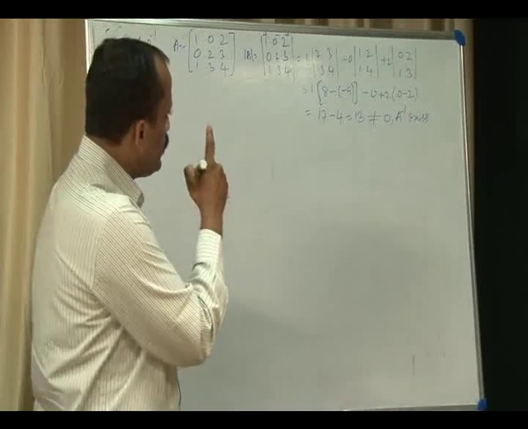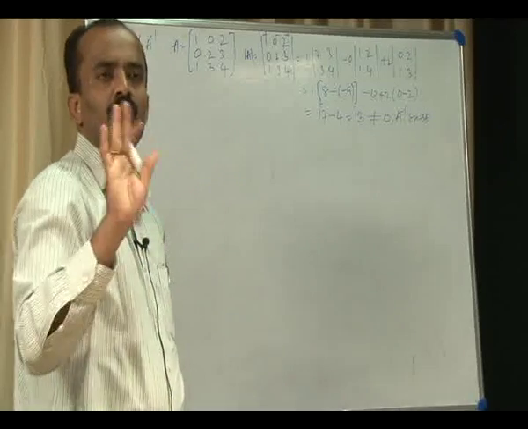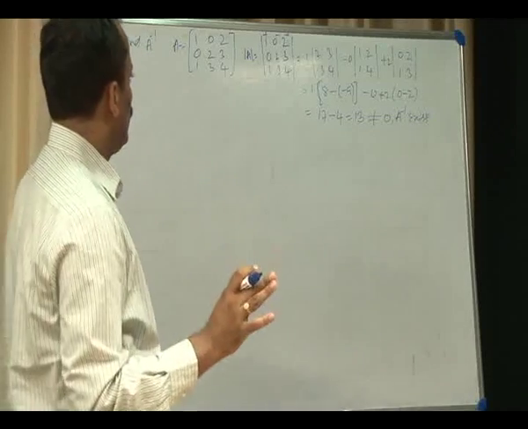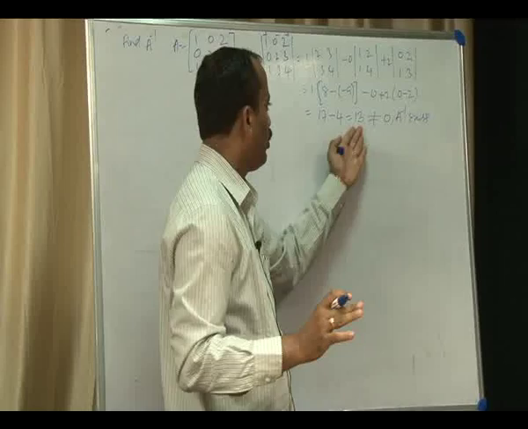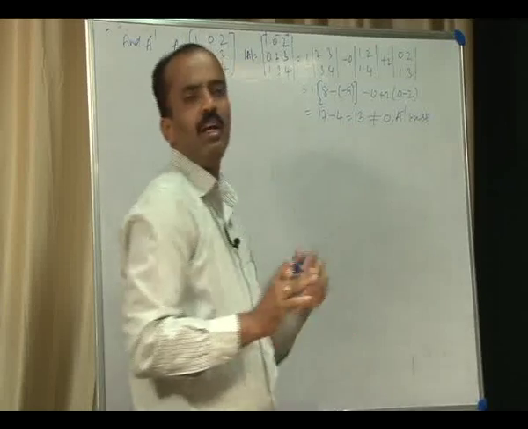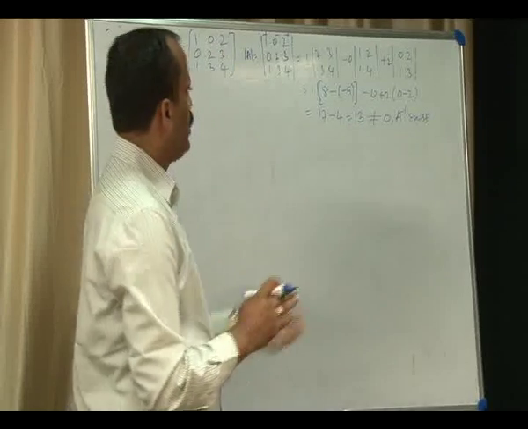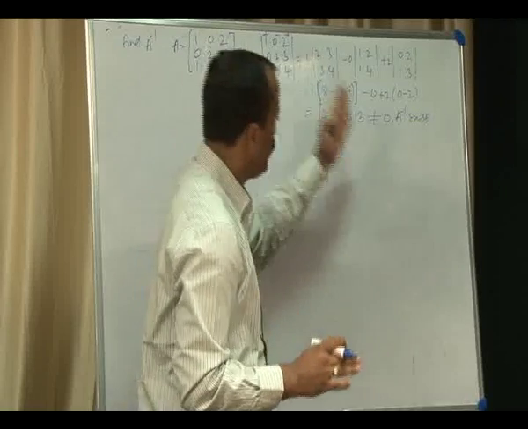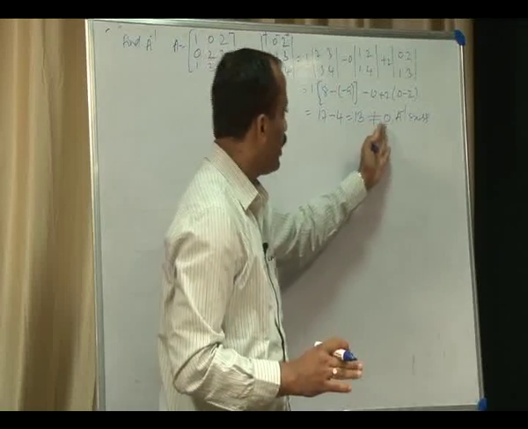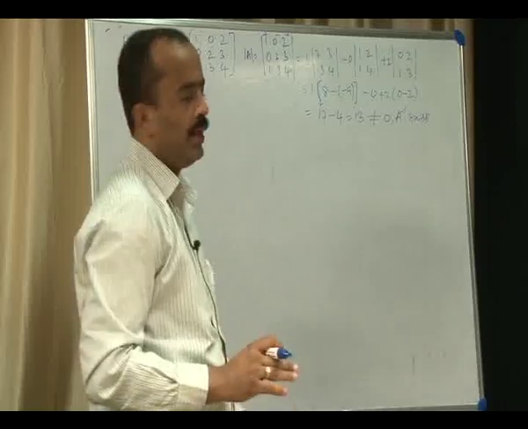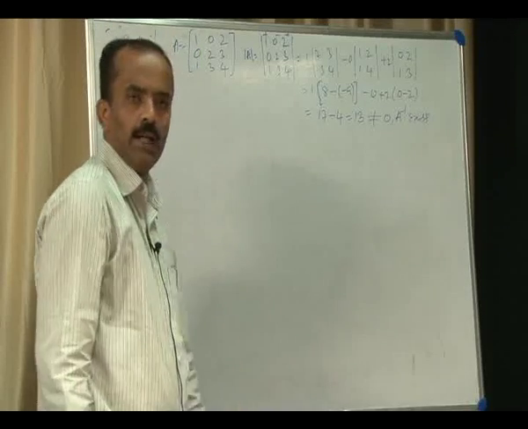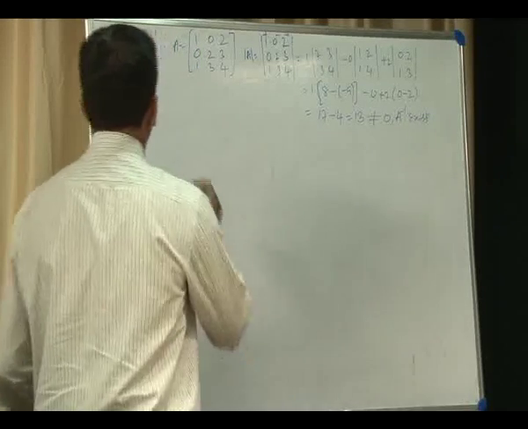Suppose if the value of the determinant is equal to 0, then A inverse does not exist. If the determinant value becomes 0, no need to go for finding cofactors or adjoint of a matrix, because A inverse does not exist. If delta A is not equal to 0, definitely A inverse exists. Now, let us find adjoint of a matrix.